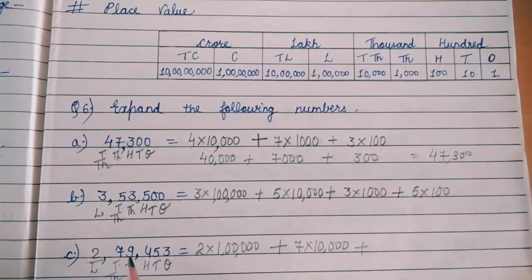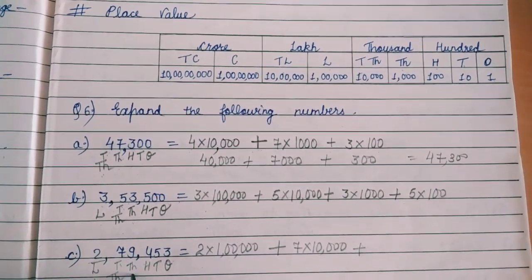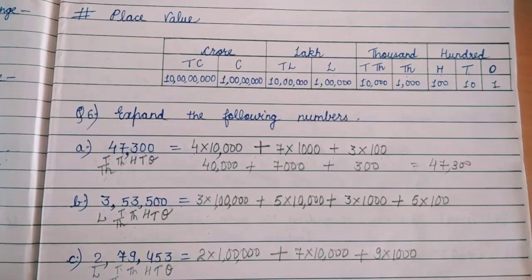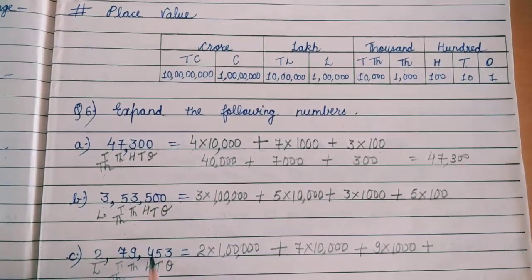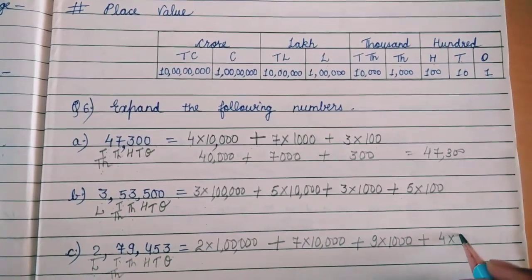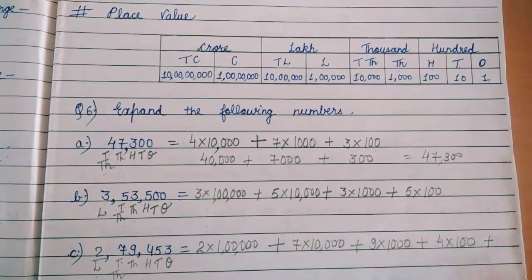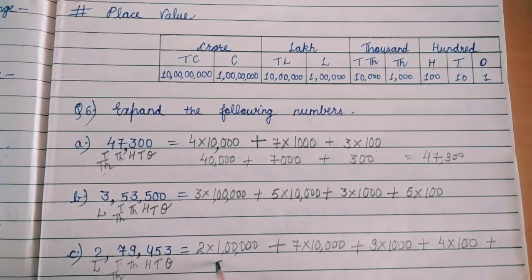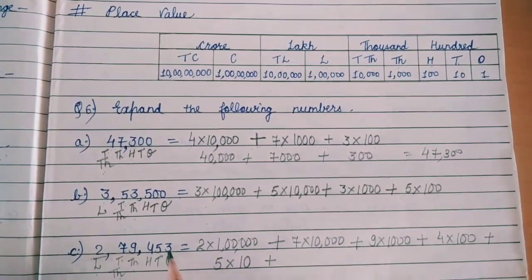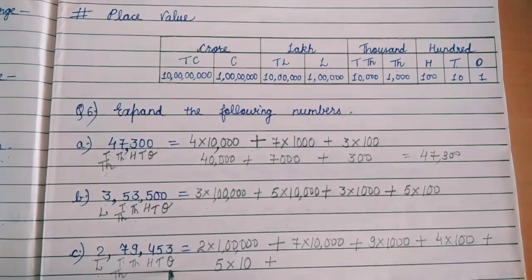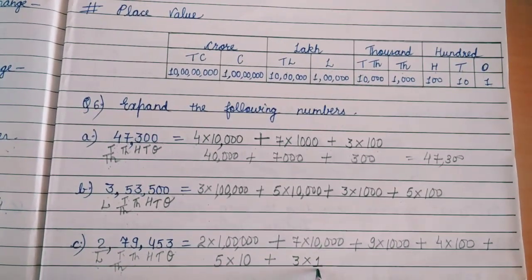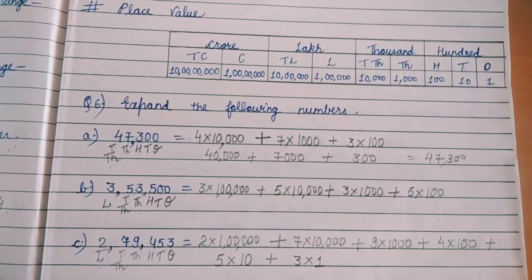Next number 9. 9 is presented at the place of 1000. So 9 will multiply by 1000. Next number is 4. And 4 is presented at the place of 100. So 4 will multiply by 100. Then next number is 5. So 5 will multiply by tens. After that the last one is 3. 3 is presented on the place of ones. So 3 will multiply by 1. So here we completed the expanded form of the numbers.